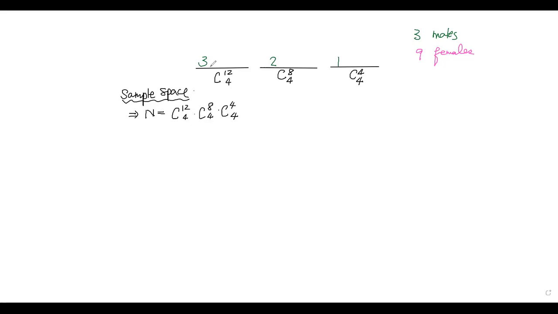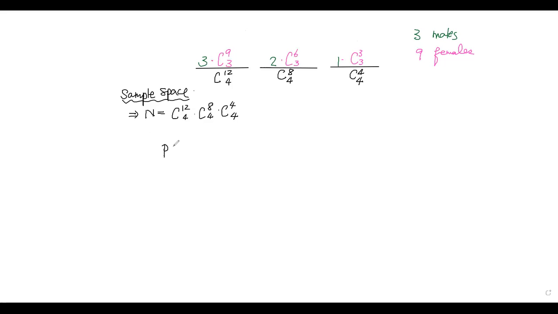Now I need to do the same for the females. Out of the 9, I need to choose 3. The same way here: after I get the 3, I have 6 left, right? And then after that, 3 left. So this is the total number of possible outcomes where each group has 1 male and 3 females.